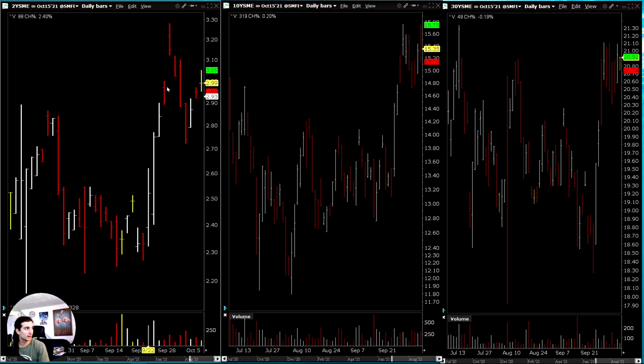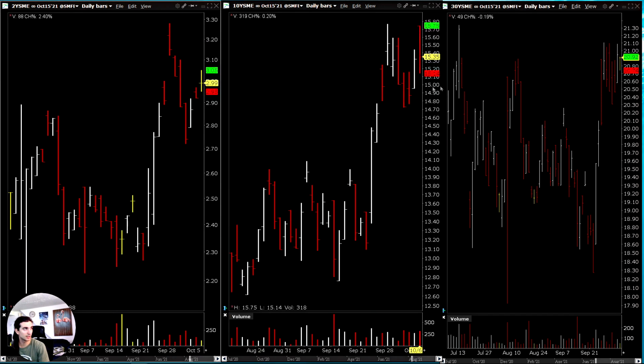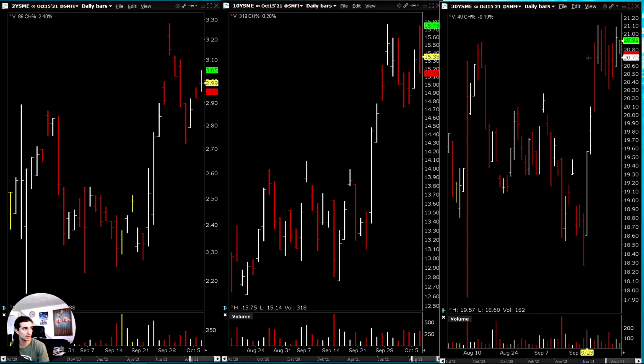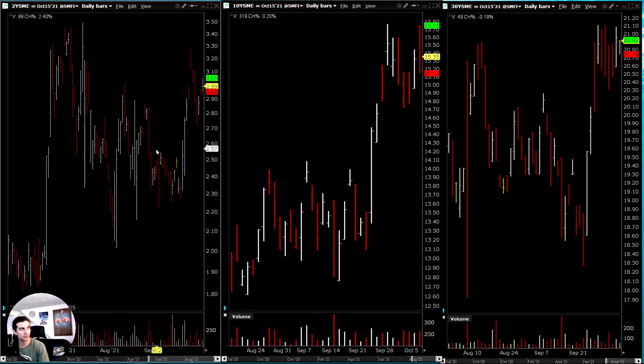And as you can see right now here, we've been kind of in this consolidating range. It seems like the 2 years have taken a bit of a break, and the 10 years and the 30 years are kind of taking over for the bulls here. So I'd be curious to see how these 2 years pan out from here. Are we going to see some more consolidation, or is there a chance for higher interest rates pretty soon here?